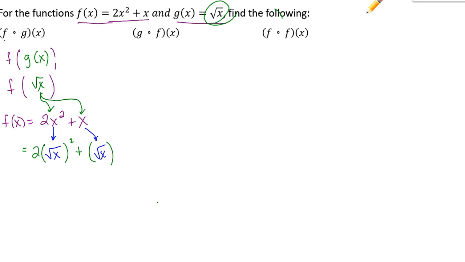And then you simplify. So we would say f compose g of x equals, now square root of x squared is just x. So 2x plus square root of x. And that was done.